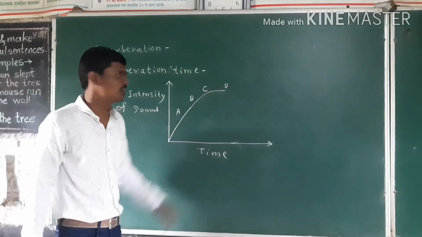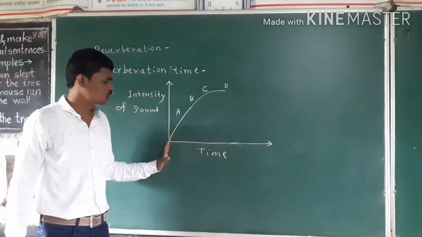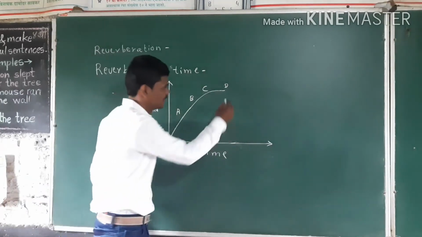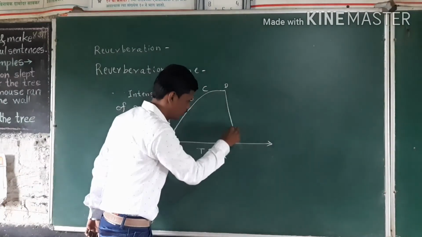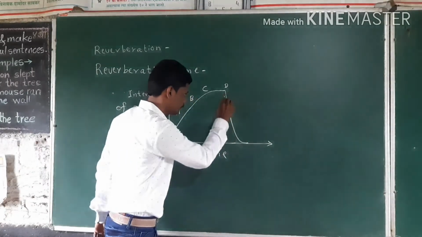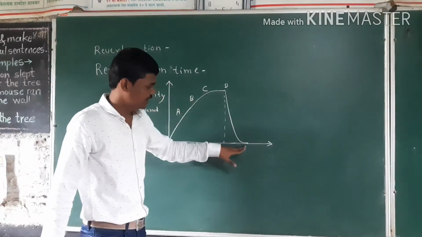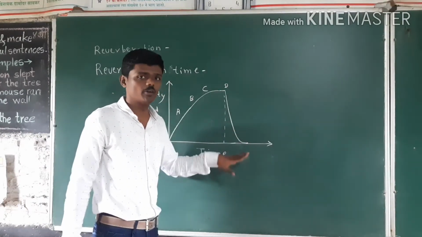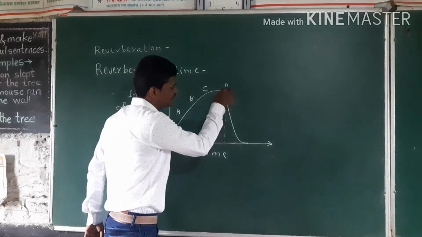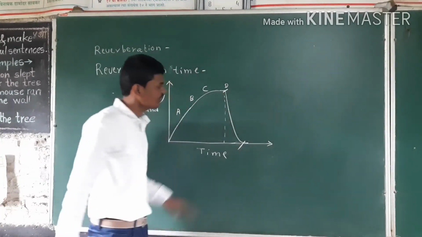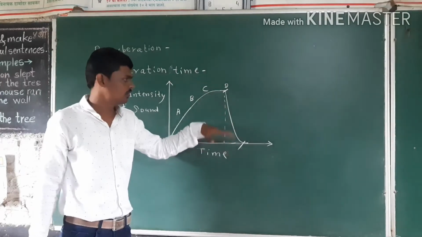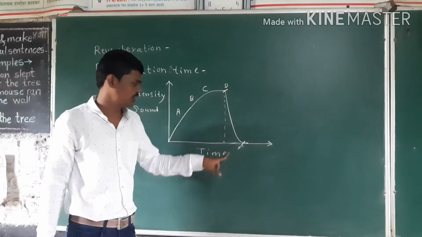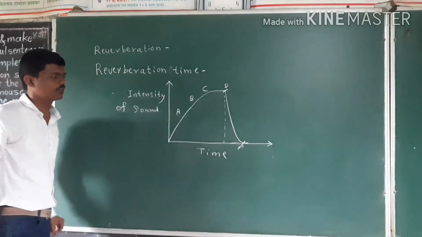Okay, the maximum sound. After that, what happens when the source stops its sound? Source stops generating sound. It will decrease gradually or exponentially like this, and it will decrease over time. So what is this limit? It is the audible limit of the human ear. So the difference between this point and this point here is called reverberation time. So for this time interval, the sound has prolonged. So this is reverberation time.